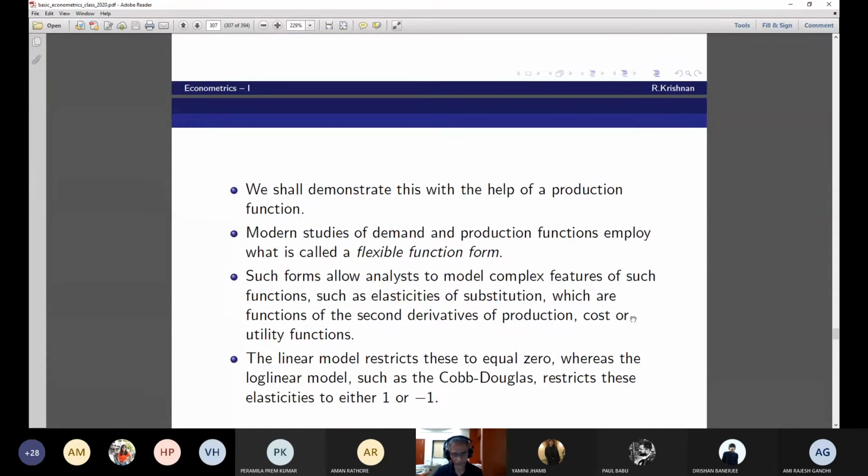The linear model restricts these equal to 0. What is equal to 0? Elasticity. Whereas the log linear model, such as the Cobb-Douglas, restricts these elasticities either to be 1 or -1. You must have definitely heard of this Cobb-Douglas production function.